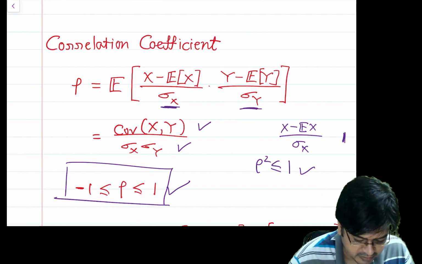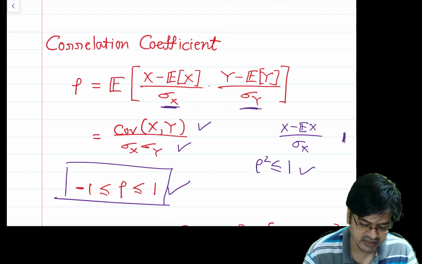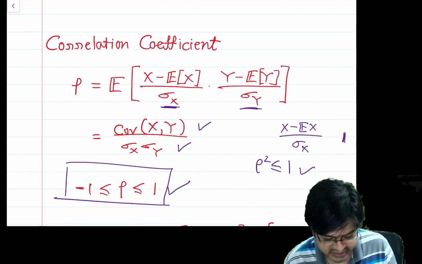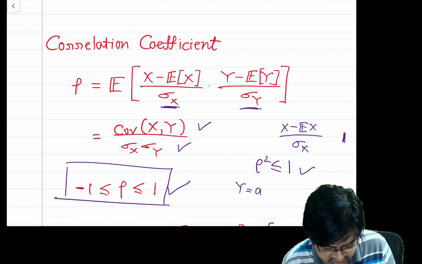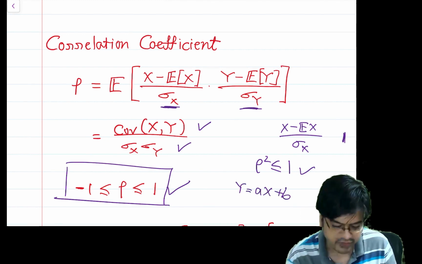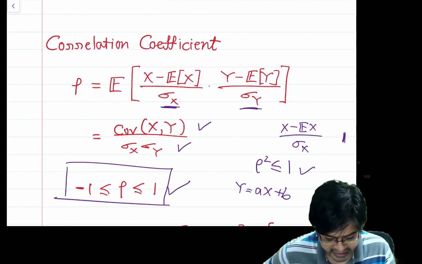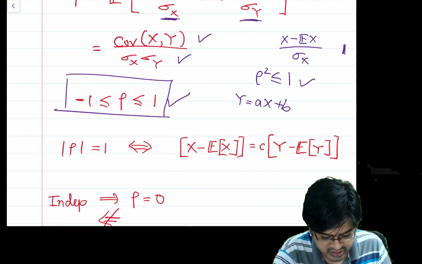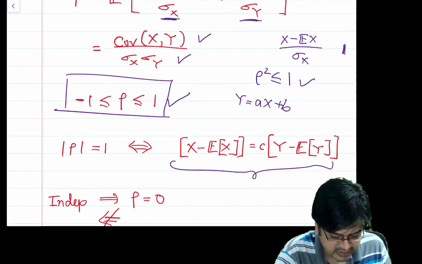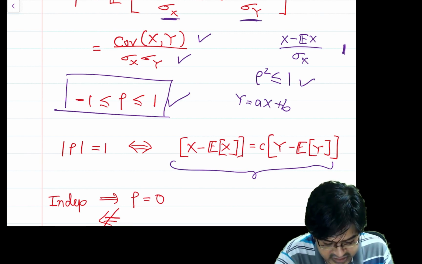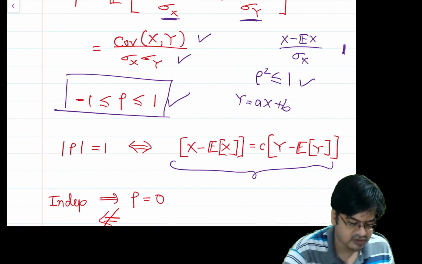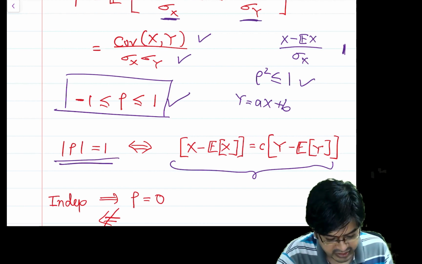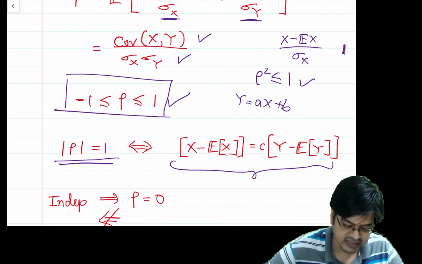And this can be literally proved using a linear relation between x and y. Whenever x and y are linearly related, that is y is equal to say ax plus b, and you compute the correlation between y and x, it will be 1. So that is what this particular factor is. If x minus expected value of x is a constant times y minus expected value of y, then mod rho is equal to 1. That is, they are linearly related.